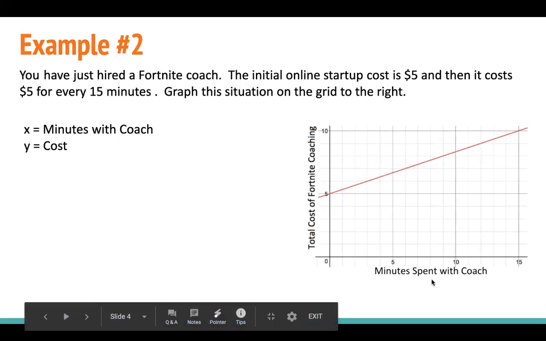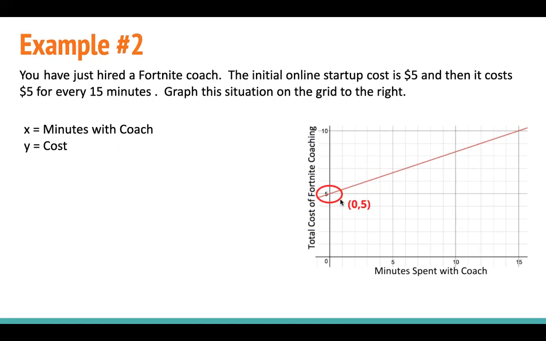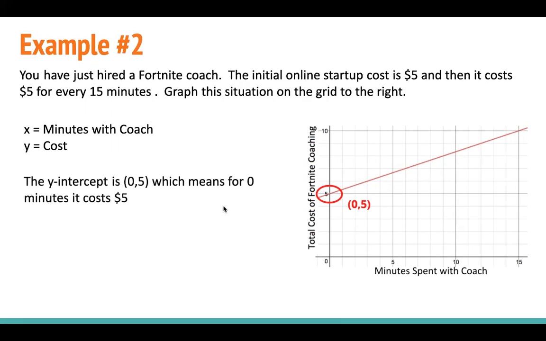So along the x-axis is minutes, along the y-axis is cost. I'll start here identifying the y-intercept. There it is, (0, 5). What that really means is for 0 minutes, it costs $5. I just have to pay $5 to have the coach.